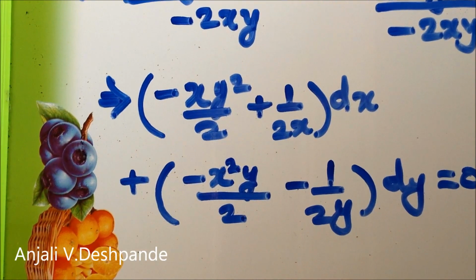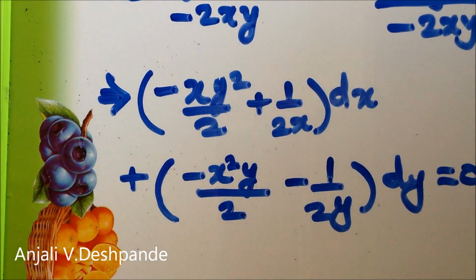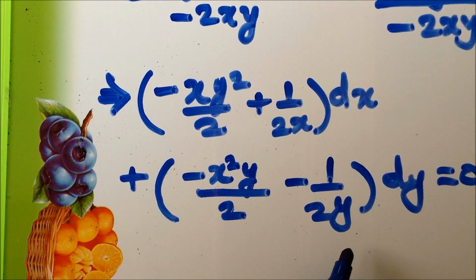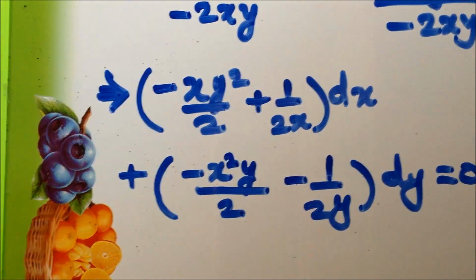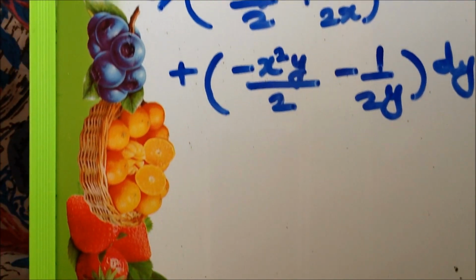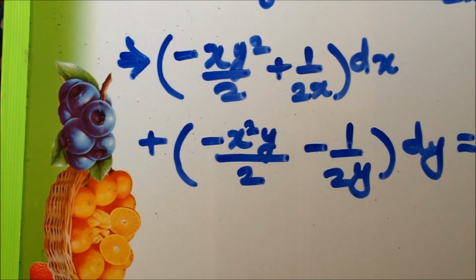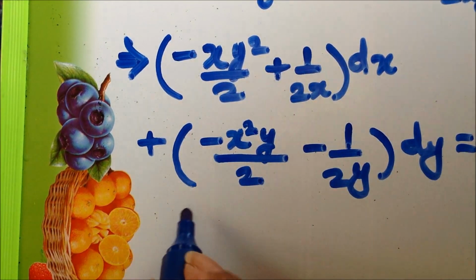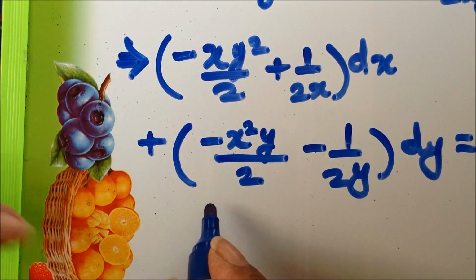So this is what we get after dividing the equation by minus 2xy. And now we are going to first just check whether this equation is exact or not, and then we are going to solve it again by using the method of exact differential equations.